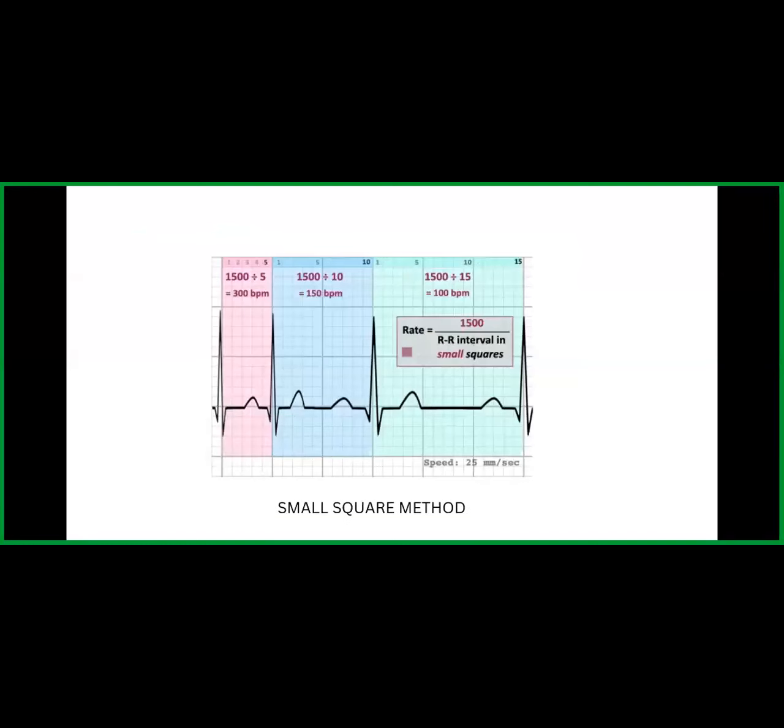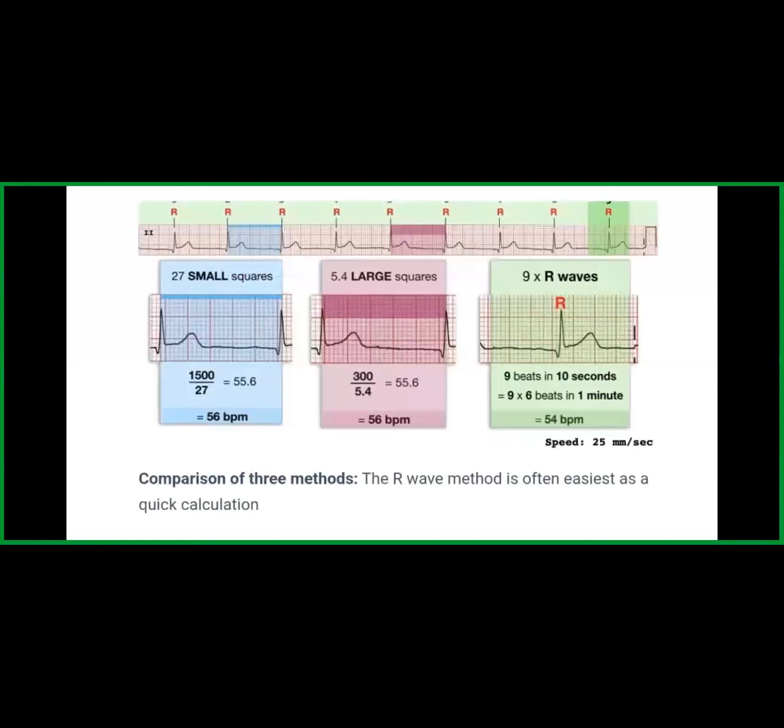The second methodology for calculating rate is using smaller squares. So 1500 divided by the number of small squares will give you again the same rate at which the heart is beating in this ECG. The last and quickest methodology of calculating rate is in the rhythm strip. Sometimes when we do not have a 12 lead ECG and we take only one ECG strip, that is lead 2, long lead 2 is what we say.